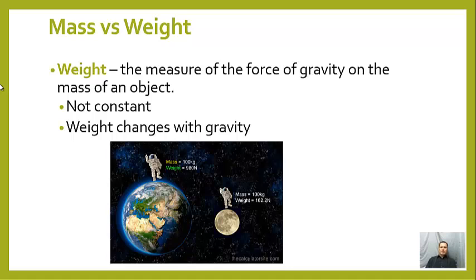So take a look at this example here. If we weighed your mass out here on Earth, well, we'd see you have a mass of about 100 kilograms. But your weight would be 980 newtons. Newtons is the unit of force. Okay? Now, if we took you up to the moon, your mass is still going to be the same. You're still going to have 100 kilograms, but your weight is now going to be much less because the gravity on the moon is much less than it is here on Earth. Okay? So mass is constant, weight is not constant. Weight is dependent on gravity.